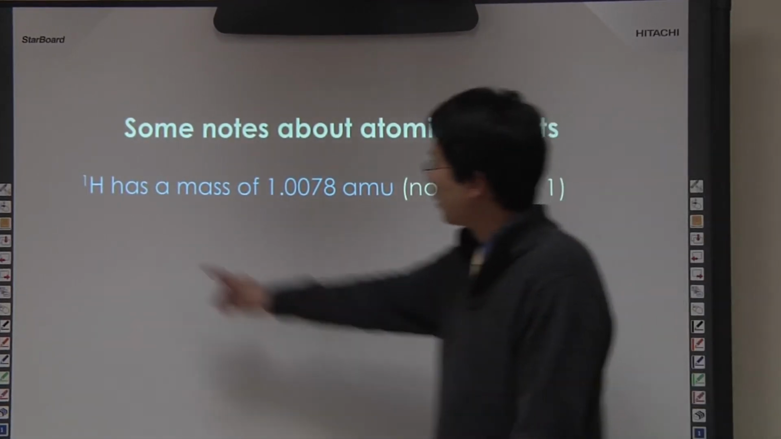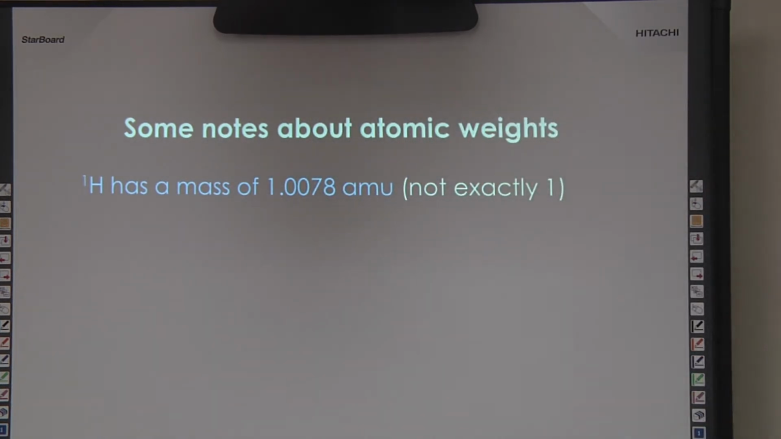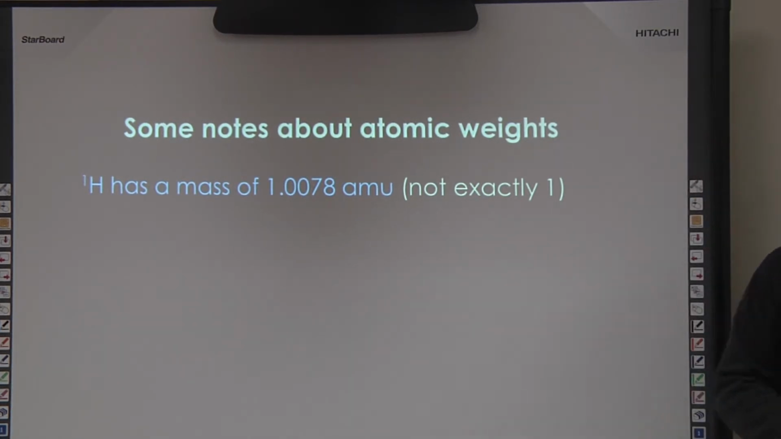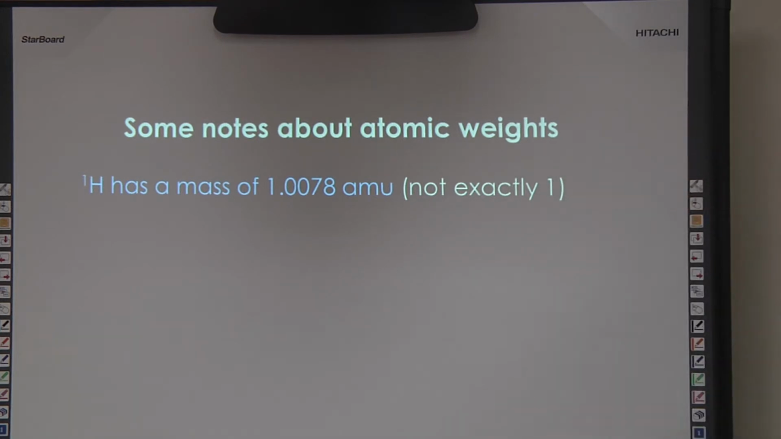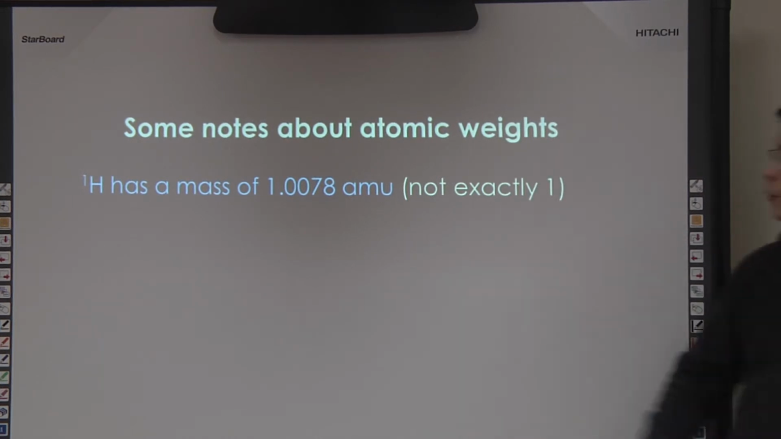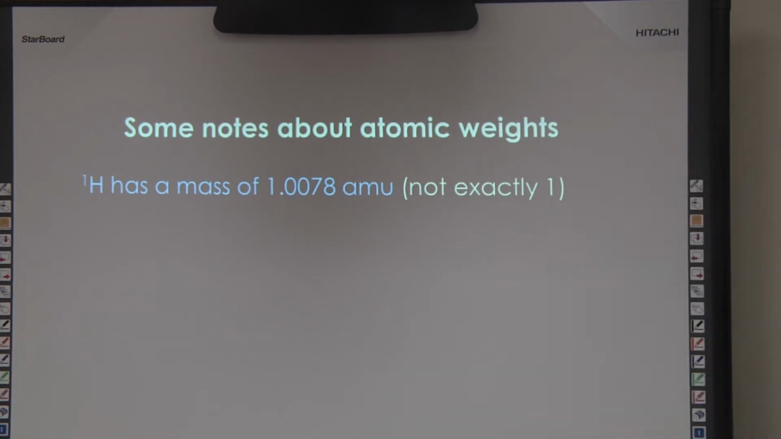So H-1, as you remember, is hydrogen-1, contains one proton because it's hydrogen, and no neutrons because the mass number is 1. It actually has a mass of 1.0078 AMU, atomic mass units. That is, it's not exactly 1. The mass number is 1, but the actual mass is 1.0078.